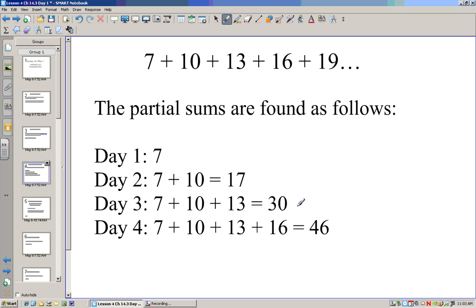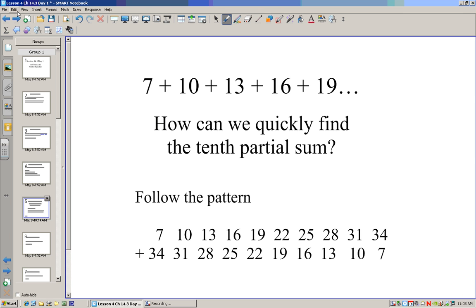Now the partial sum of the first 4 days would be 7. Day 2 would be 17. Day 3 would be 30. Day 4 would be 46. Now how can we quickly find the 10th partial sum? We could keep adding these up, and it would be 7 plus 10 plus 13 plus 16 plus 19, all the way up to 34.